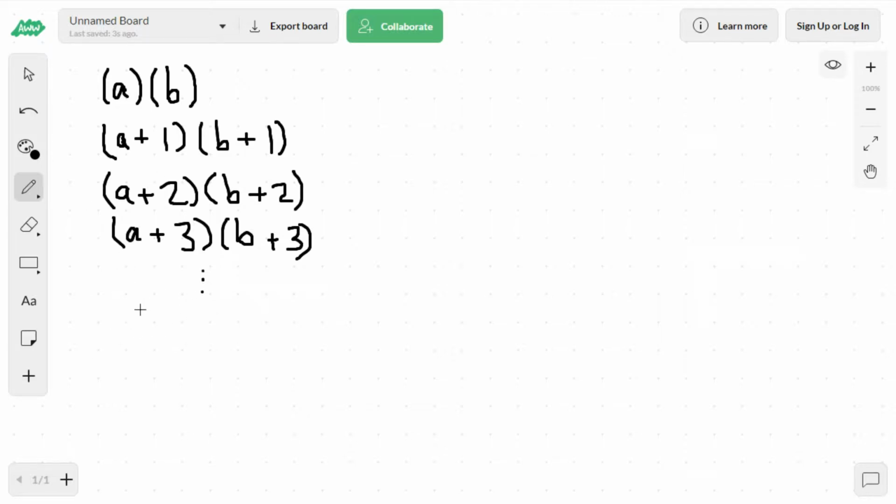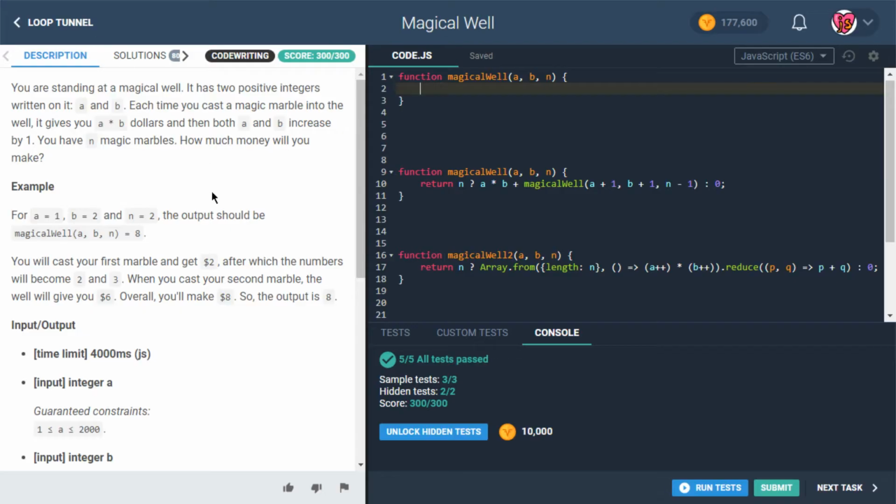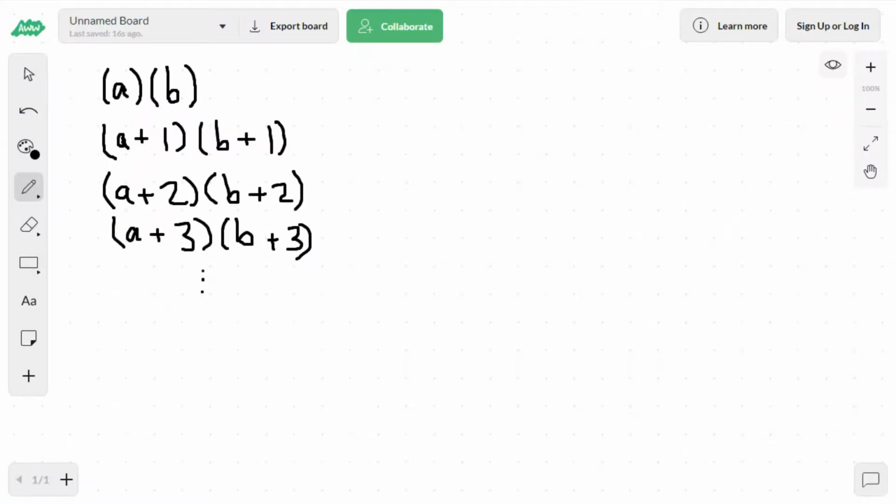How long is this going to go? Well, if n is, let's say, 2, then we found there was a times b, and then a plus 1 times b plus 1, and then that was it. So basically, it's going to go up until n minus 1. So we're going to have a plus n minus 1 times b plus n minus 1.